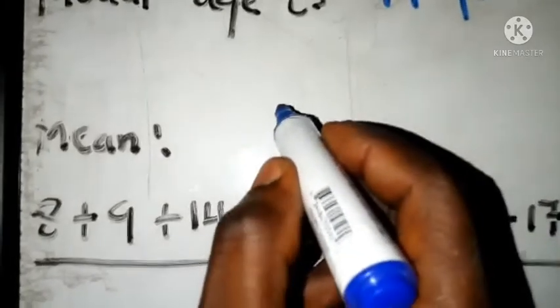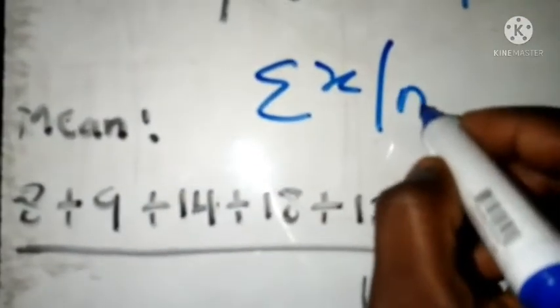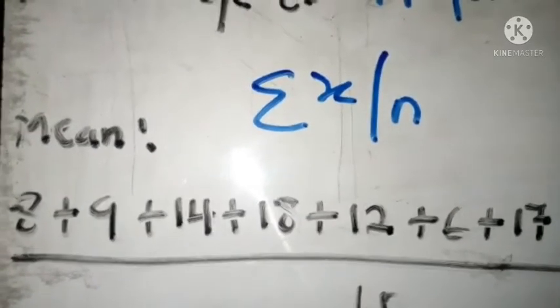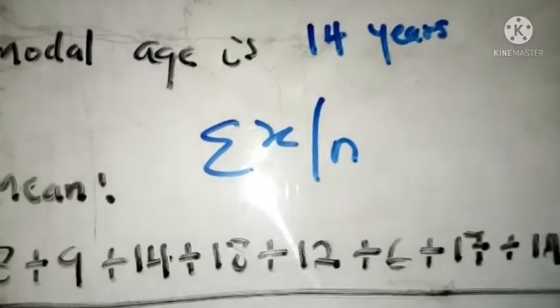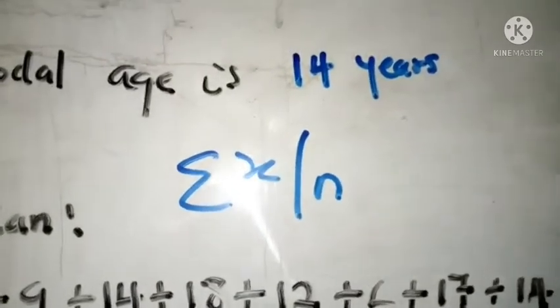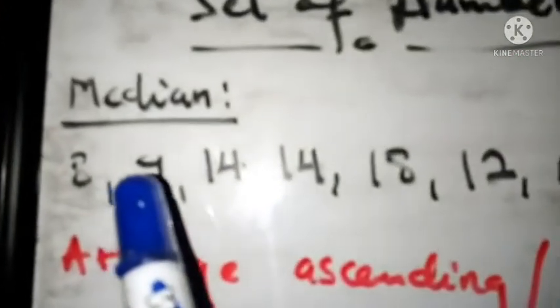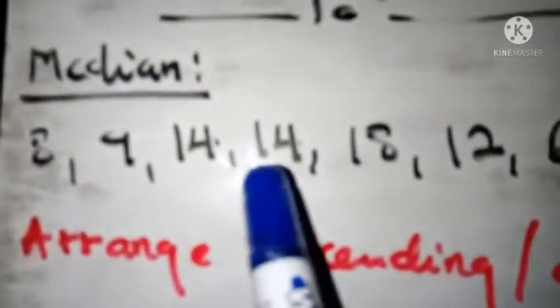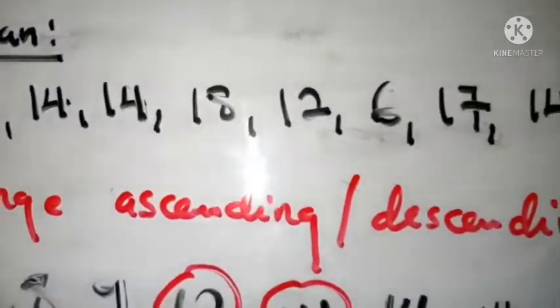There's a tool. The tool says that you should sum all the x and then divide that by n. So don't worry about this. The x here are the numbers that we are being given, right? So what are the x? This is what we are calling the x, these numbers being given to us. So that is 8, 9, 14, 14, 18, 12, 6, and so on and so forth. So these are the x.